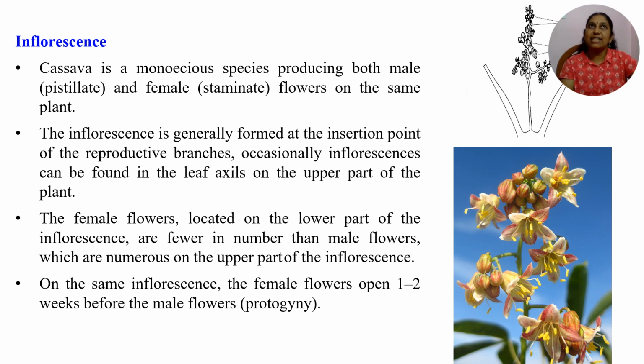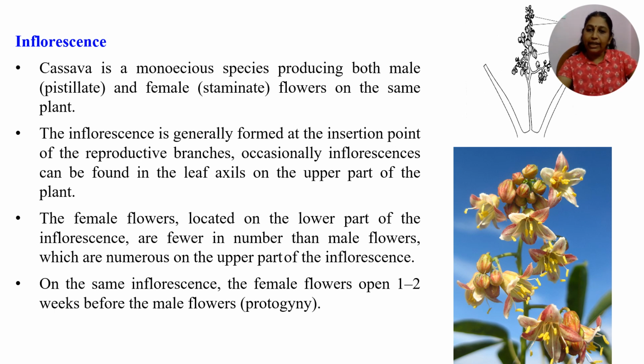Inflorescence. Cassava is a monoecious plant which produces both male and female flowers in the same inflorescence. The inflorescence will be formed in the secondary branches. The female flowers will be located in the base of the inflorescence, and male flowers will be located in the topmost part of the inflorescence. So here you can see the male flowers in the tip, the upper part of the inflorescence.